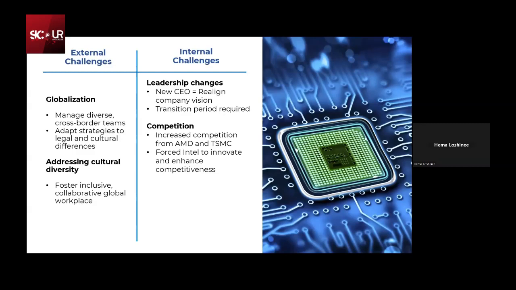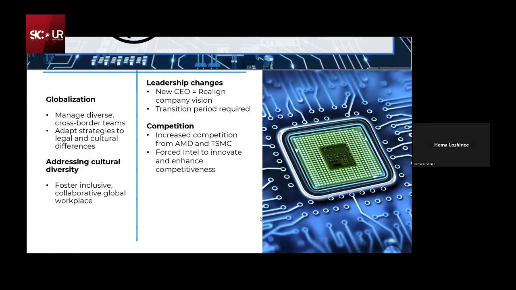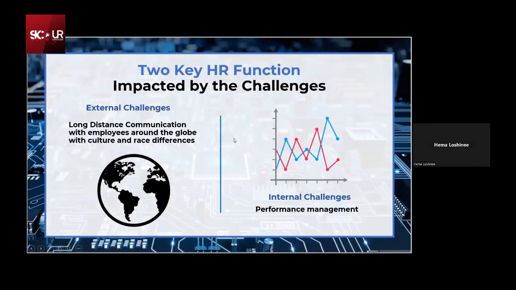Next slide, please. Okay, so basically, there are two key HR functions that would be impacted by the challenges. As shared just now, one of the external challenges faced by Intel is long-distance communication with employees around the globe. Intel has employees all around the world, so they will be expecting different cultures, different races, and different people around the globe. This is one of the external challenges that HR needs to address and face constantly, especially different time zones, different people, different races, and language use as well. Culture can also affect how people deliver information and their attitude towards conflict.